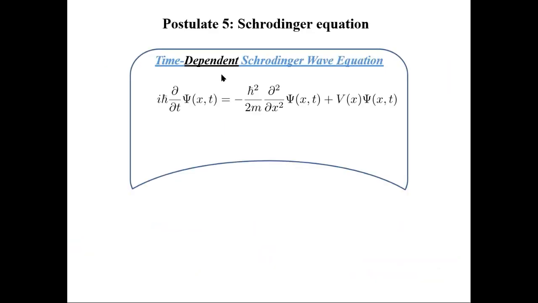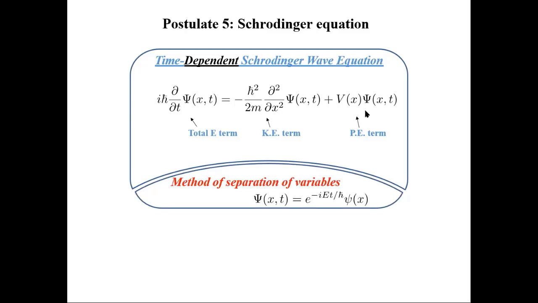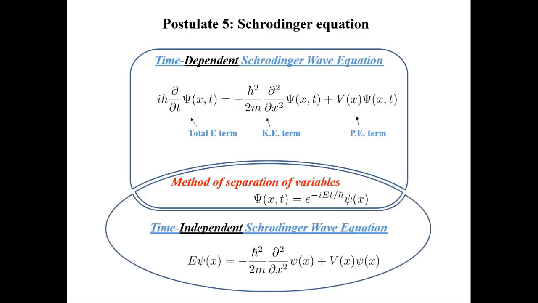So this is time-dependent Schrödinger equation, where this is the total energy term, this is kinetic energy term, and this is potential energy term. When we apply the method of separation of variables, which means we write the wave function as a function of position and time equal to the solution for time evolution multiplied by the wave function dependent upon position only, then we get the time-independent Schrödinger equation. We will use in most of the times this time-independent Schrödinger equation.